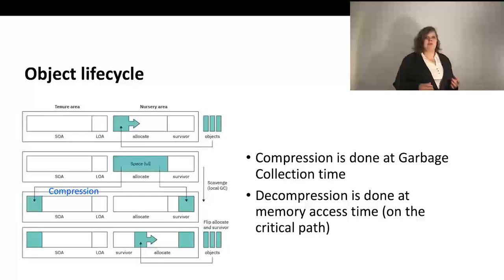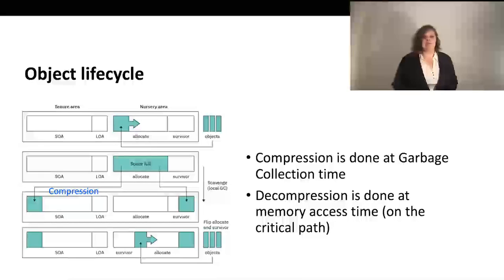As we discussed before, it only makes sense to compress long-living objects. The compression part is done at garbage collection time. You can see it in the picture. Decompression is done on every memory access, whether it's a read or a write. Decompression is done on the critical path, and it's important to make it extremely fast. Right now, we are using bytecode injections to perform decompression.